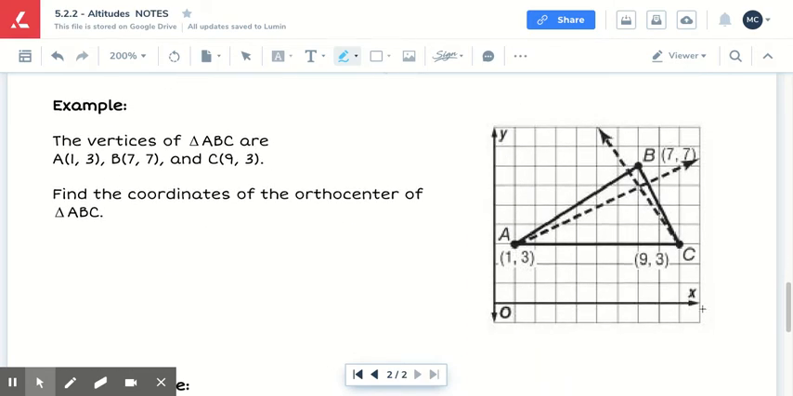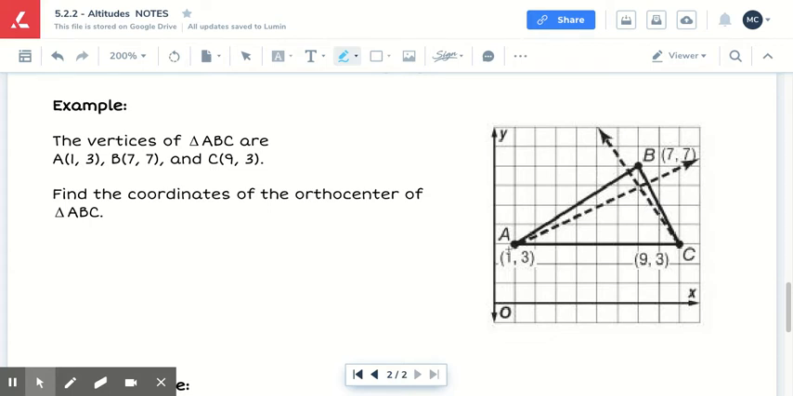All right, so we have an example of finding the orthocenter on a coordinate plane. To do that, we've got the vertices of a triangle given. That's at (1, 3), (7, 7), and (9, 3). And they plotted those for us. They want us to find the coordinates of the orthocenter of triangle ABC.